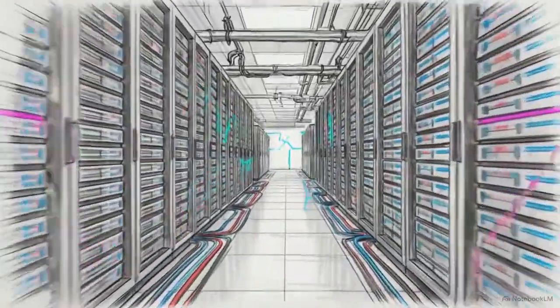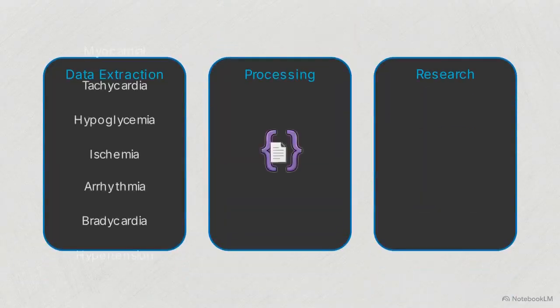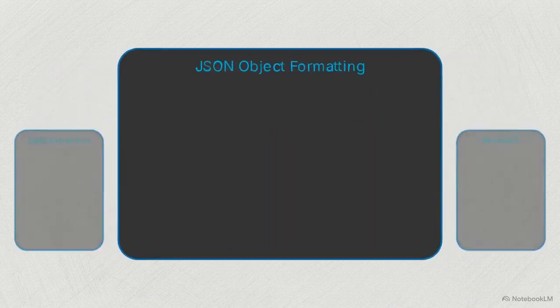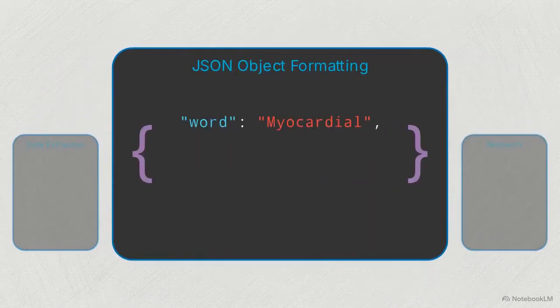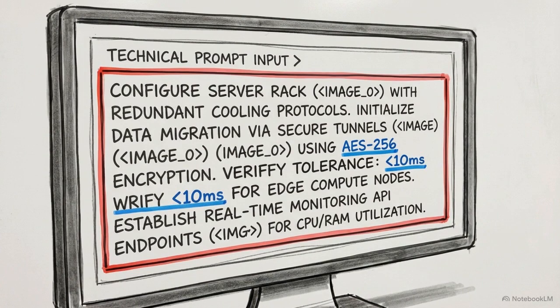You can assign an agent to scrape medical vocabulary from external websites, format that data into a JSON file, and review secondary software documentation, all simultaneously. JSON, or JavaScript Object Notation, is a lightweight text format used for storing and transporting data. This advantage does carry an upfront operational cost.